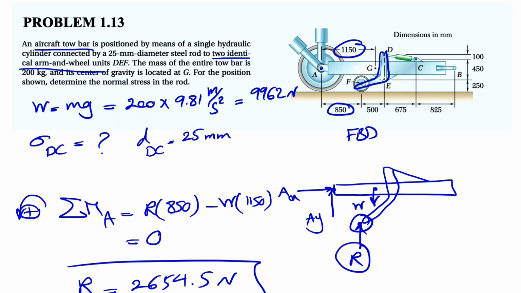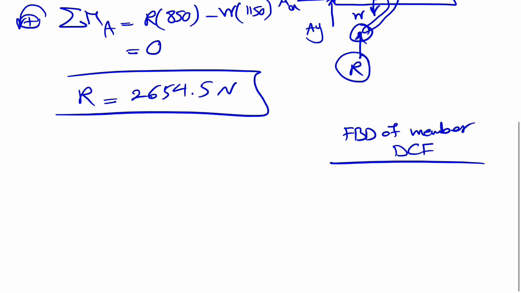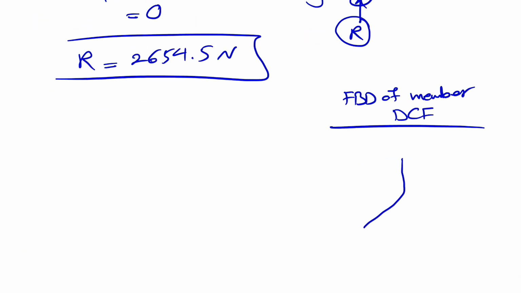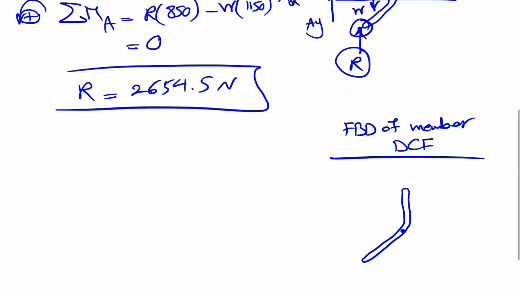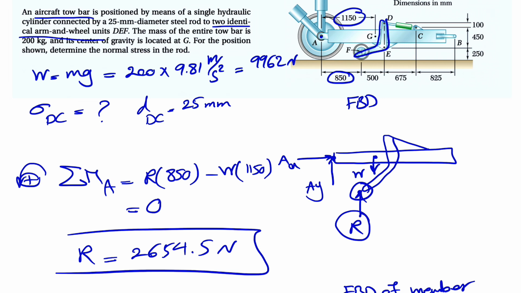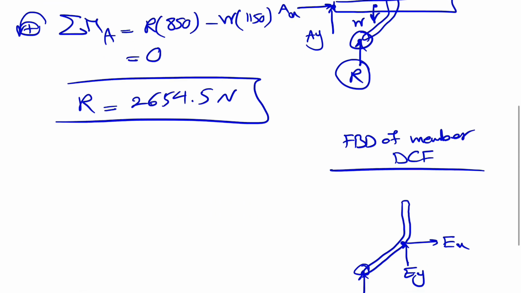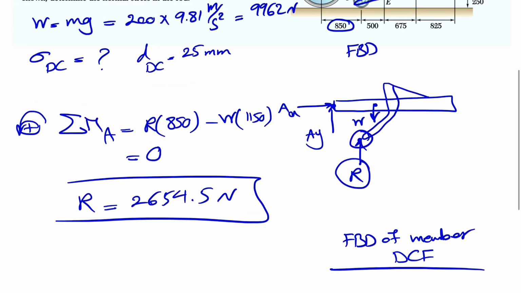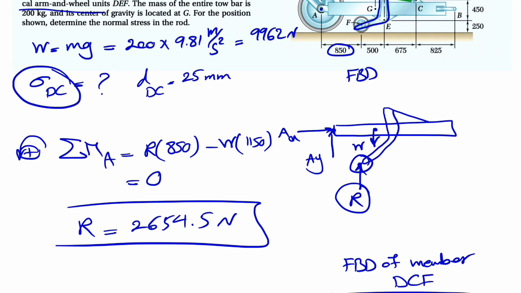After this we're going to move to the free body diagram of member DCF. So this member here, DCF, will be something like this. We have some unknown at E, we can call it EX, EY. We have our wheel in here and the normal force R, and we have the force at the hydraulic cylinder, which is what we are interested in, because at the end we are looking for the normal stress in the DC, which would be basically force over the area of the cross section.